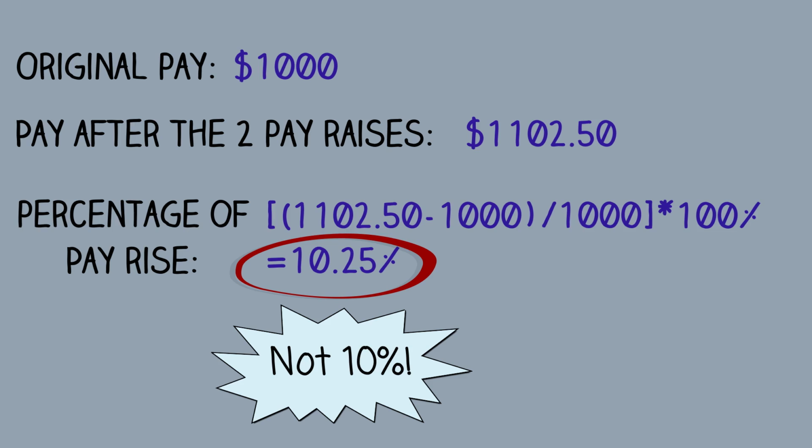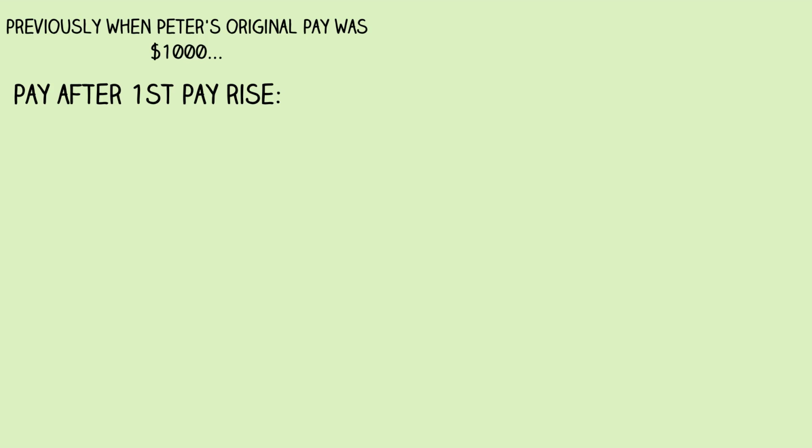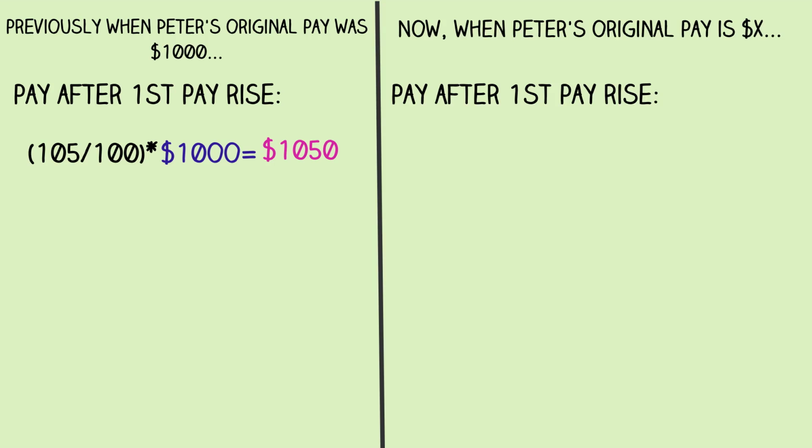and say that is the total pay rise. Now that you have understood the concept, let's go back to the original problem where Peter's original pay is not given. So let Peter's original pay be X dollars. Previously, when we assigned Peter an original pay of $1,000, we did 105% times $1,000 to calculate his pay after the first pay rise. Similarly, now that Peter's original pay is X dollars, we also take 105% times X dollars to calculate his pay after the first pay rise. This gives 1.05X dollars.